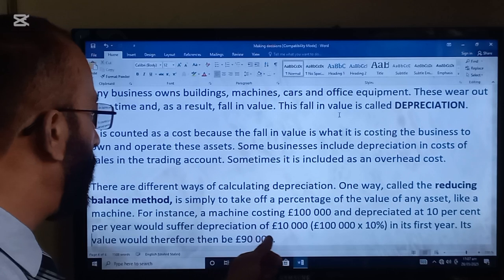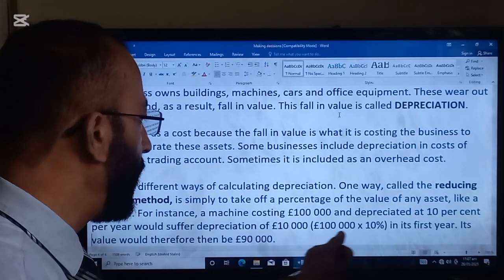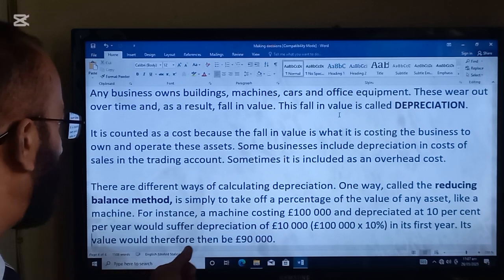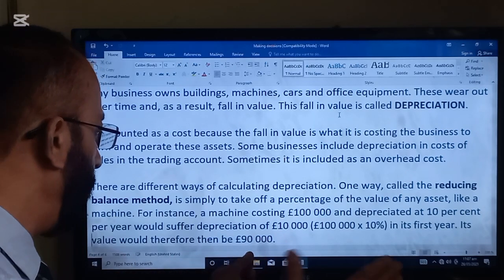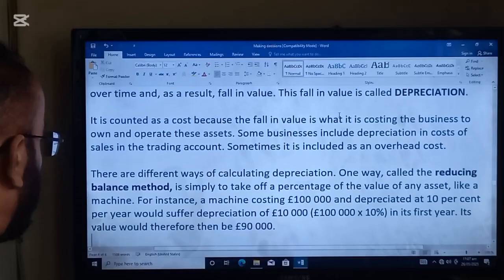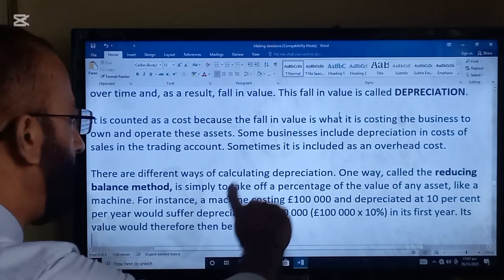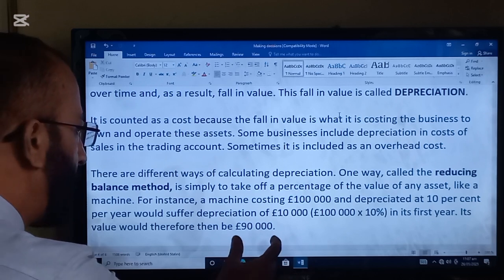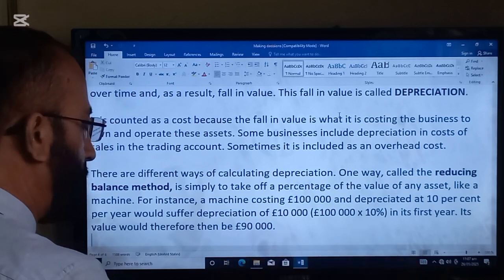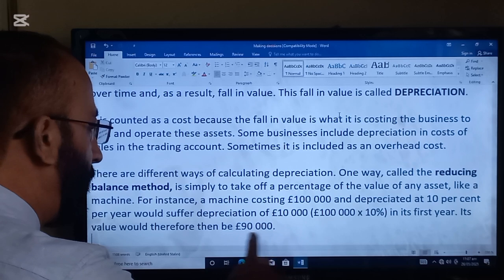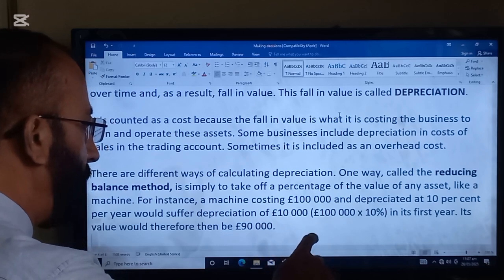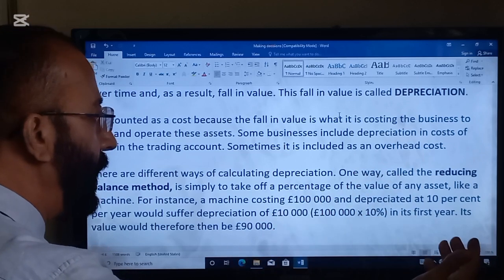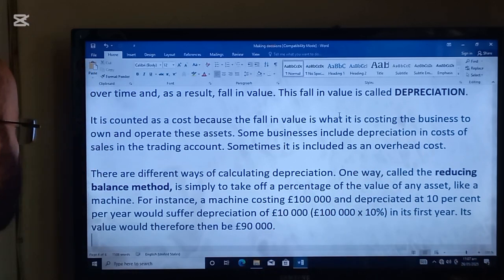For instance, a machine costing £100,000 and depreciated at 10% per year would suffer depreciation of 10,000. This is the calculation in its first year. Its value would then be 90,000 at the beginning of the second year, and so on. This is the first method of calculating depreciation. In the second year, depreciation will be 10% of this, that will be 9,000. So 9,000 will be subtracted from this. So 81,000 will be the value of the asset at the beginning of the third year, and so on.